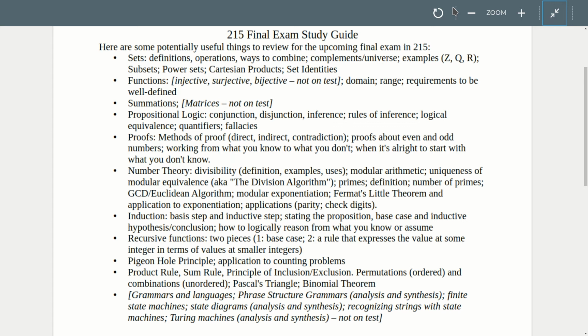So that's what modular arithmetic is. Uniqueness of modular equivalence, the division algorithm, we talked about that. Okay, primes. Primes are numbers divisible only by themselves and 1. 1 is not considered prime, 2 is prime, 3, 5, 7, 11, 13, these are all primes. 9 is not a prime because it's also divisible by 3.